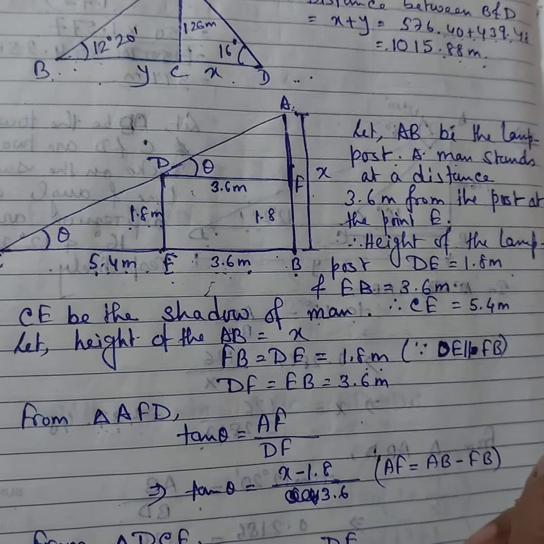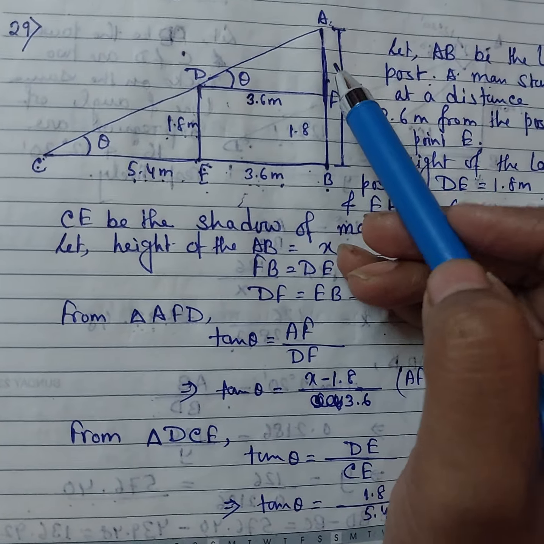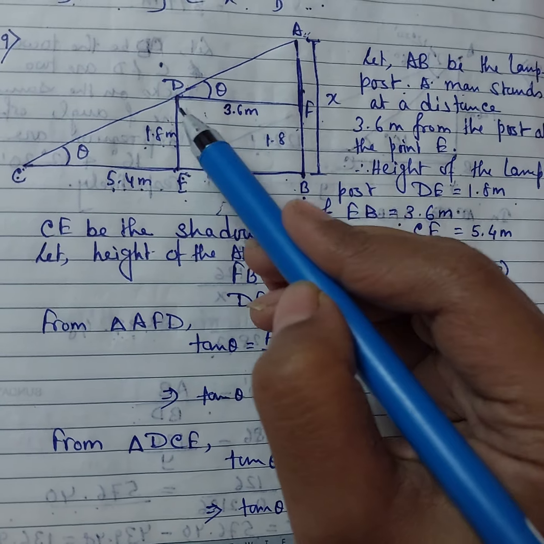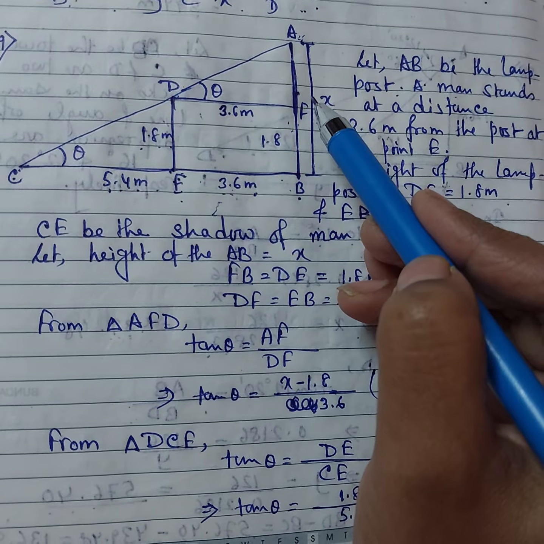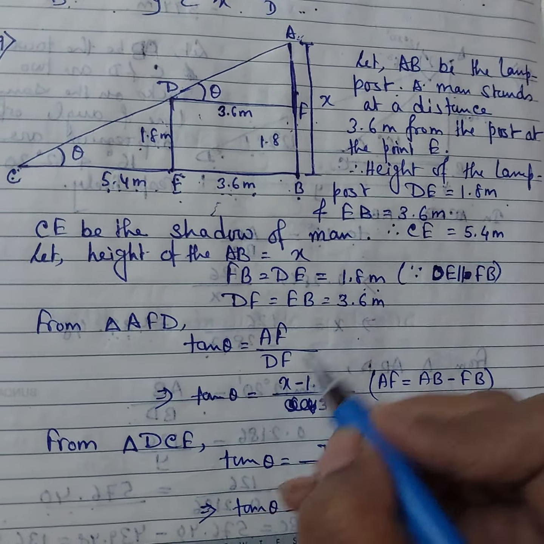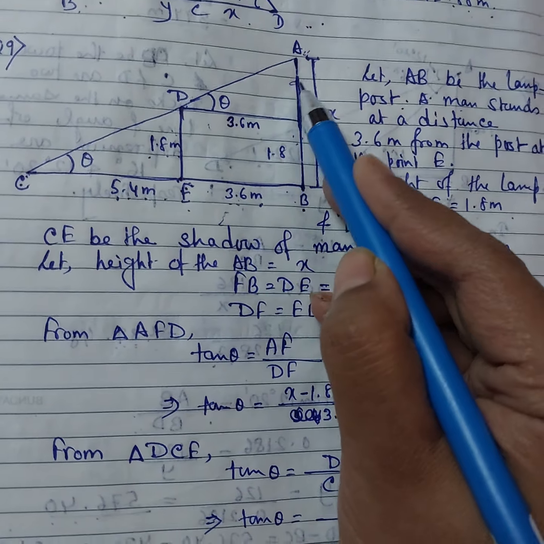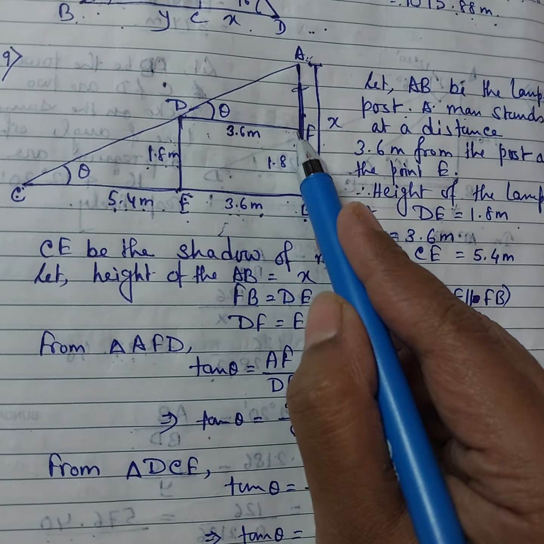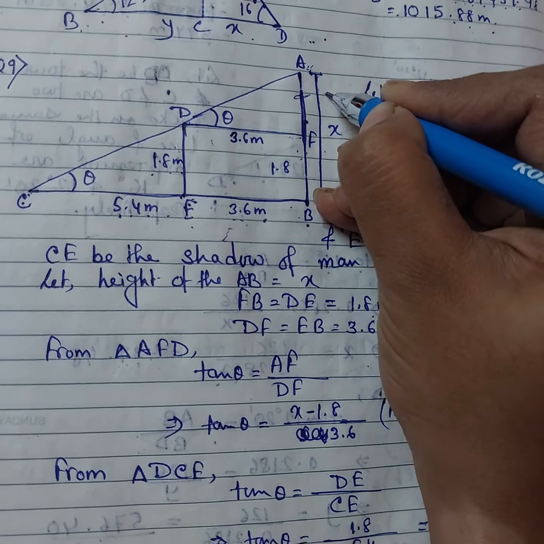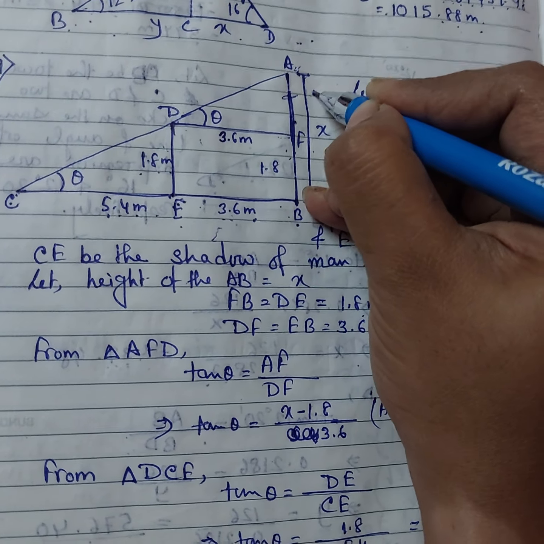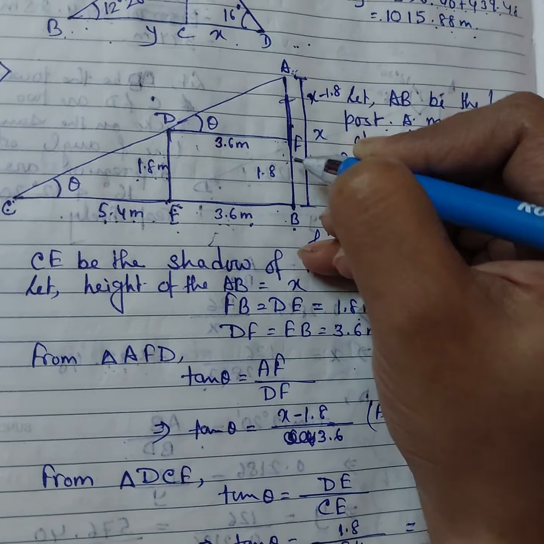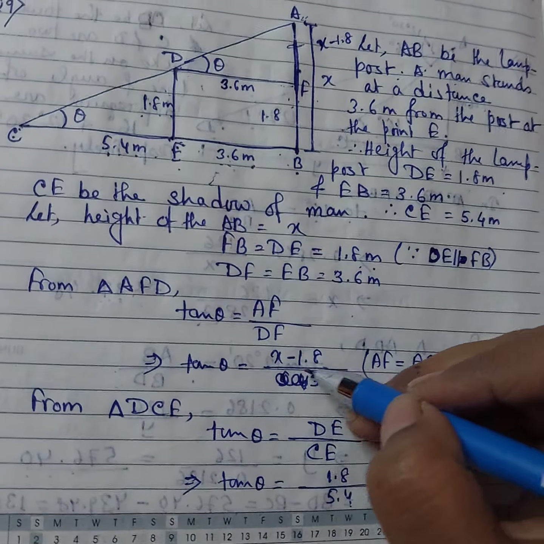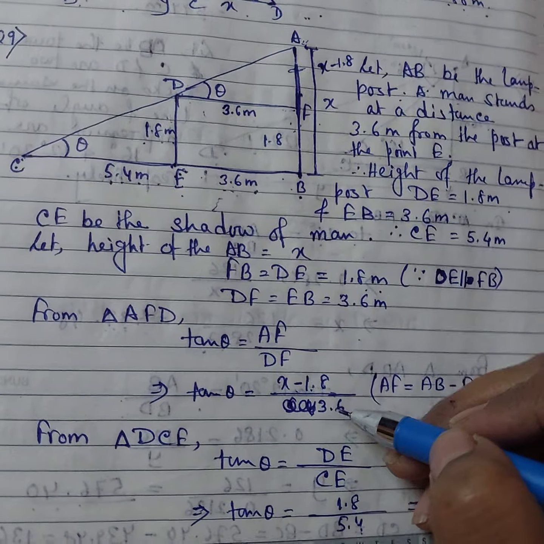Okay. Now from triangle AFD, tan theta is equal to perpendicular by base, that is AF by DF. That implies tan theta is equal to x minus 1.8 by 3.6. Okay, this height AF is equal to x minus 1.8 because this height is 1.8. Now tan theta is equal to x minus 1.8 by 3.6.